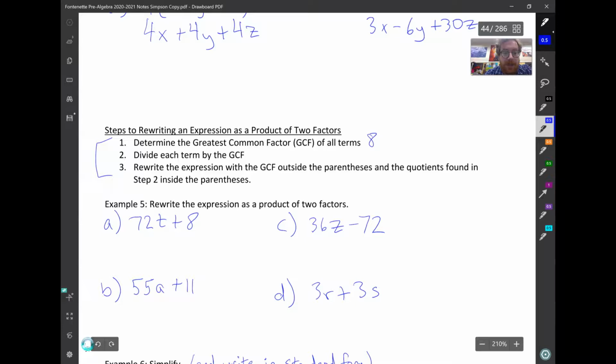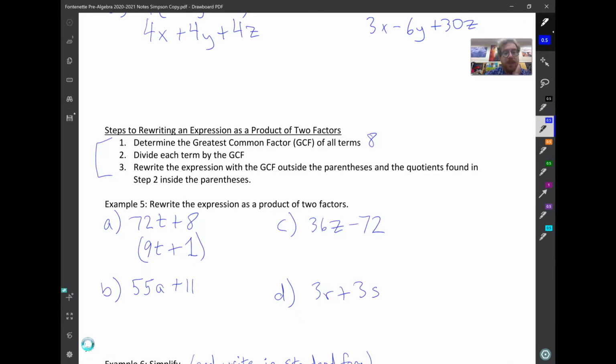Now divide each term by the greatest common factor. 72t divided by 8 is 9t. 8 divided by 8 is 1. And notice that I'm writing it just like it was above with the same operations, except I've written it after I divided each term by 8. So instead of 72t plus 8, now it's 9t plus 1. If I stopped here, this would be a totally different expression than the one above it. So I don't want to stop here.